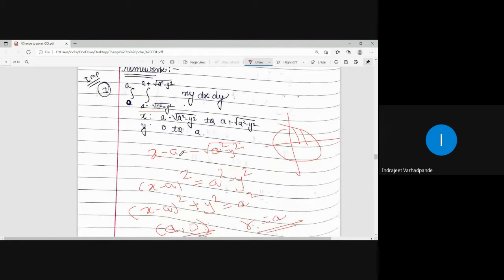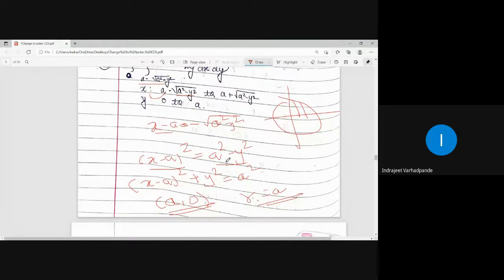Consider x is equal to a minus under root of a square minus y square. Transfer this a. So it is x minus a is equal to minus times under root of a square minus y square. Squaring both sides will remove the minus sign and the square root sign. So it becomes x minus a the whole square is equal to a square minus y square. So x minus a whole square plus y square is equal to a square. Y square can be written as y minus 0 the whole square.